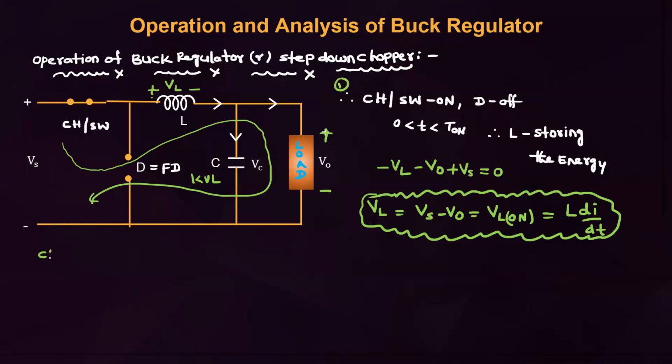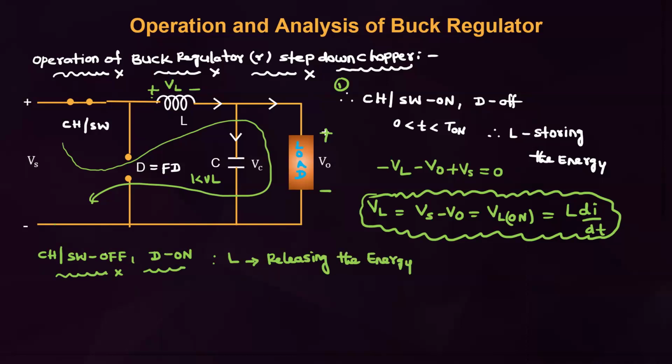Chopper or switch is off. If chopper or switch is off, diode will be on. If the diode is on, this inductor releases the energy through the diode. Then L is releasing the energy. Once the diode is on, L is releasing the energy. Clear? Now, if the L is releasing the energy, I'm drawing the equivalent.